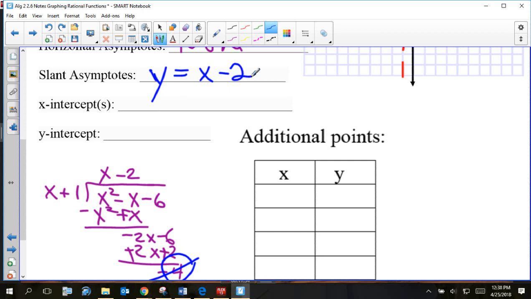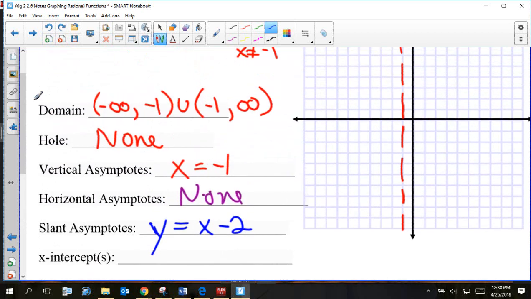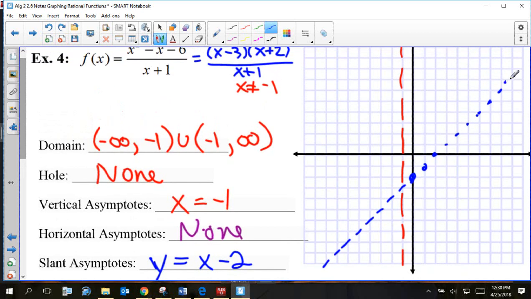How do we graph that? Where do we begin? It's a transformation down 2 from y equals x. Is there any stretch or shrink? Okay, so it's just straight through the middle, down 2. We have a y-intercept at -2 with a slope of 1, up 1 over 1, up 1 over 1. So those are the asymptotes.